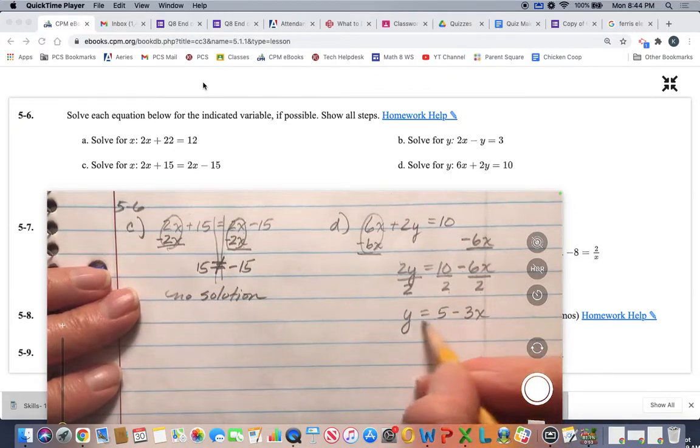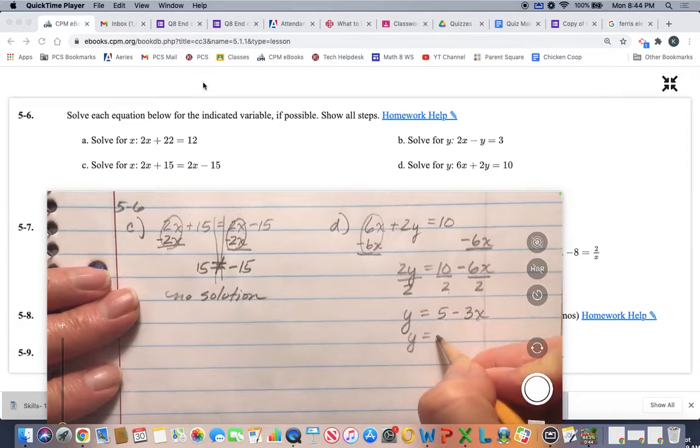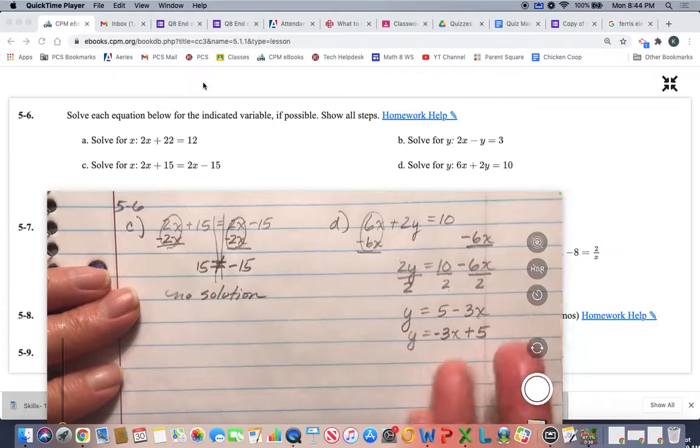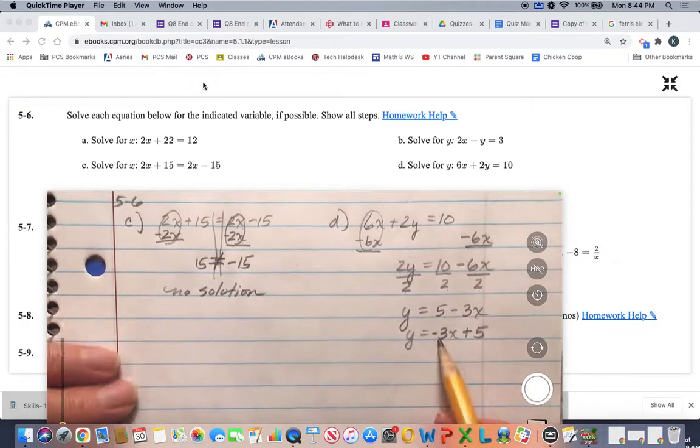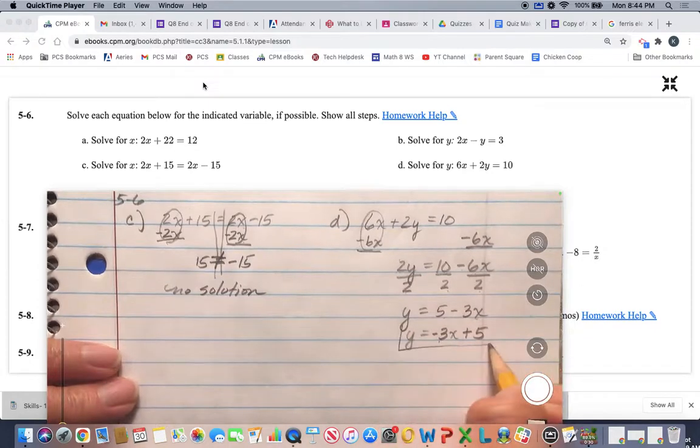Okay, so what we can also do is we notice this is very similar to the slope-intercept form. It's just we need to switch these two terms. And because of the commutative power of addition, we can move these terms. The order doesn't matter. We still get the same result. So there is our final result.